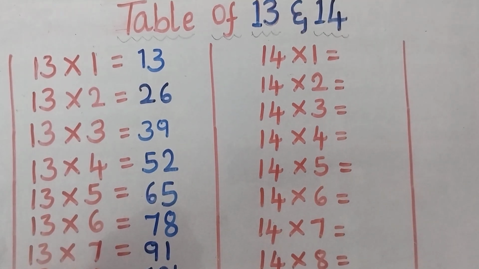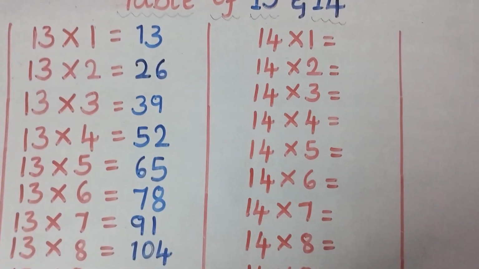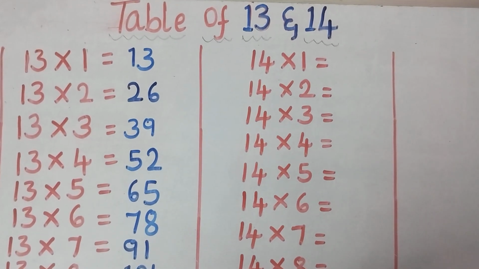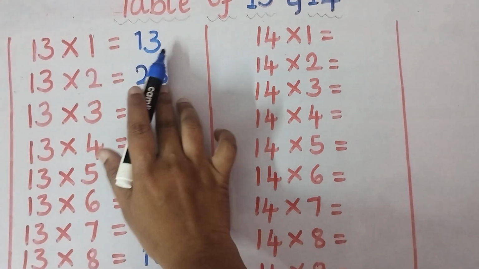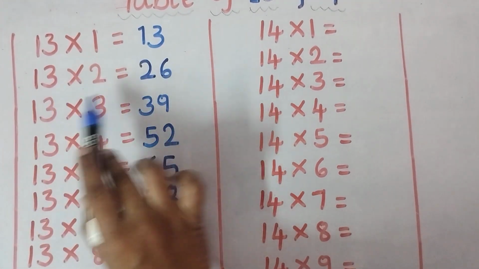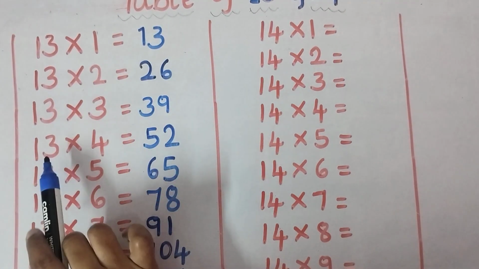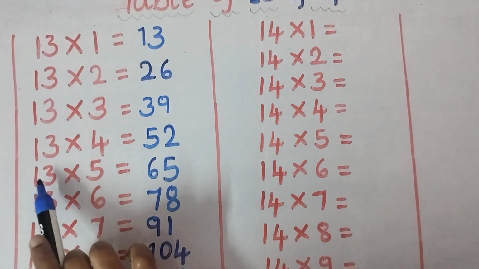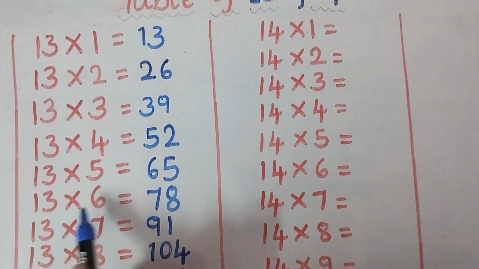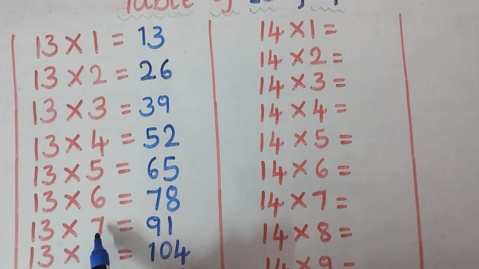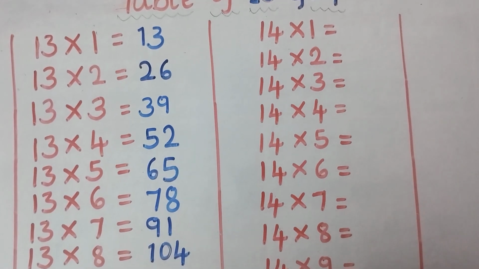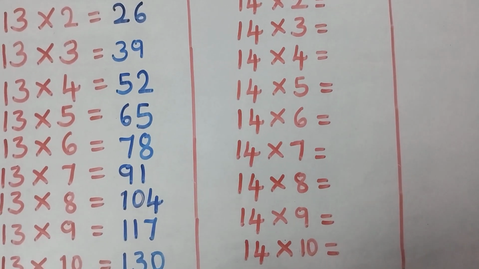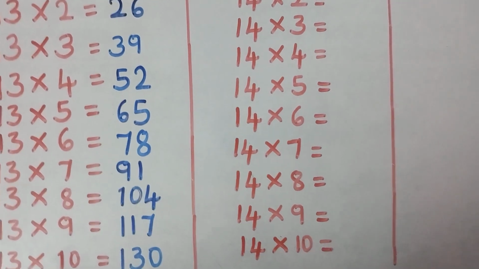Okay. So 13 ones are 13, 13 twos are 26, 13 threes are 39, 13 fours are 52, 13 fives are 65, 13 sixes are 78, 13 sevens are 91, 13 eights are 104, 13 nines are 117, 13 tens are 130.